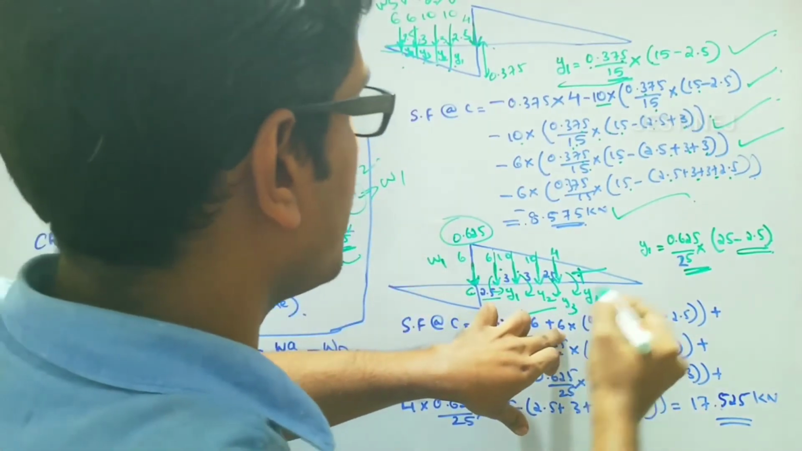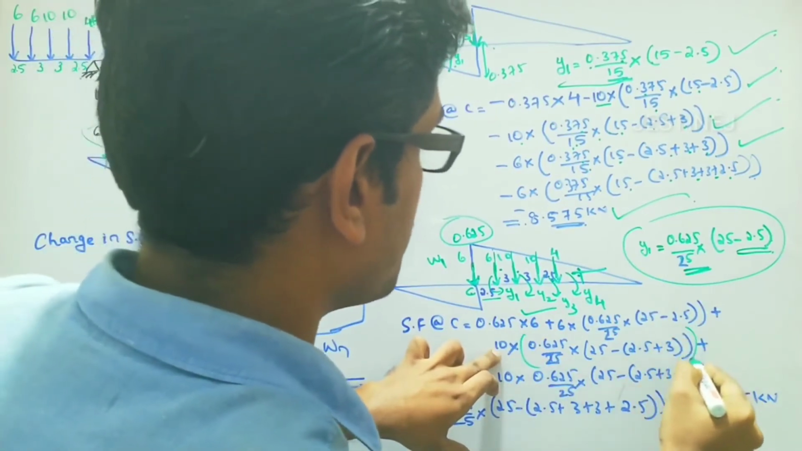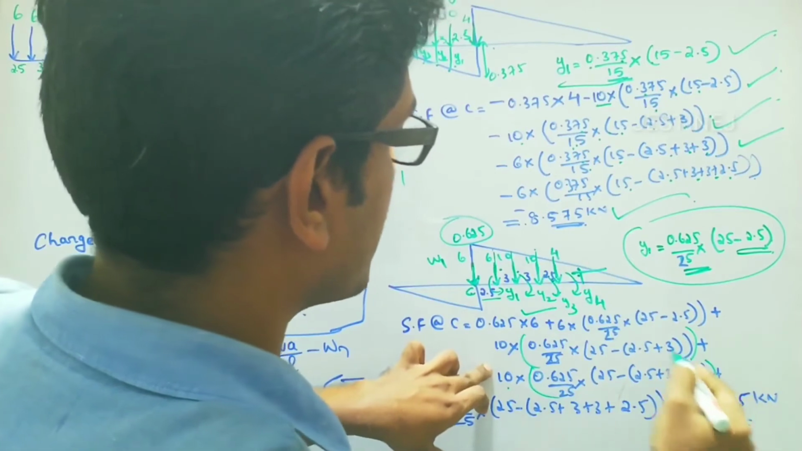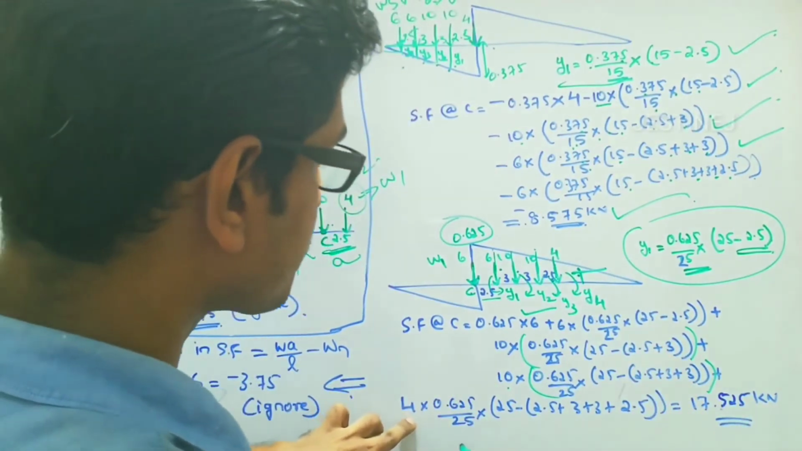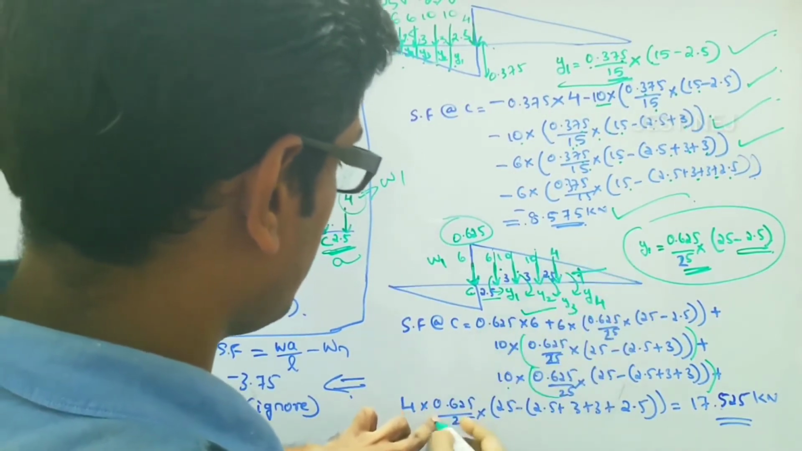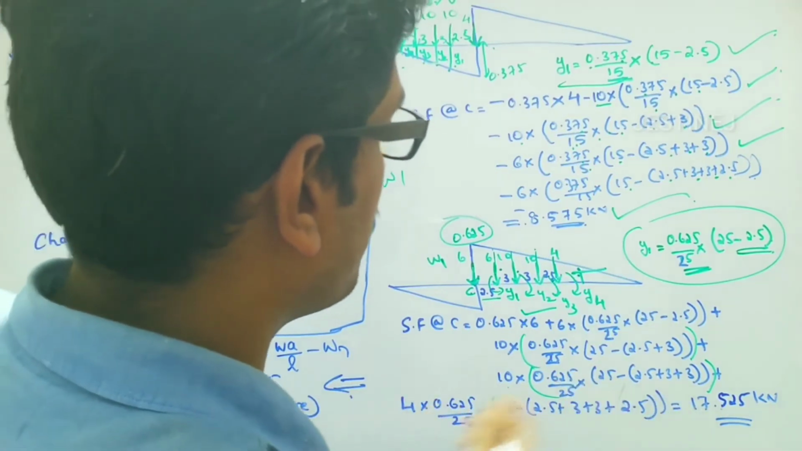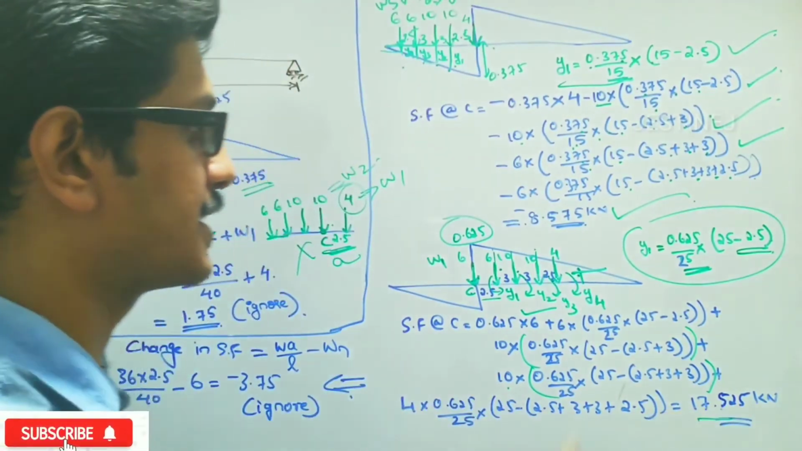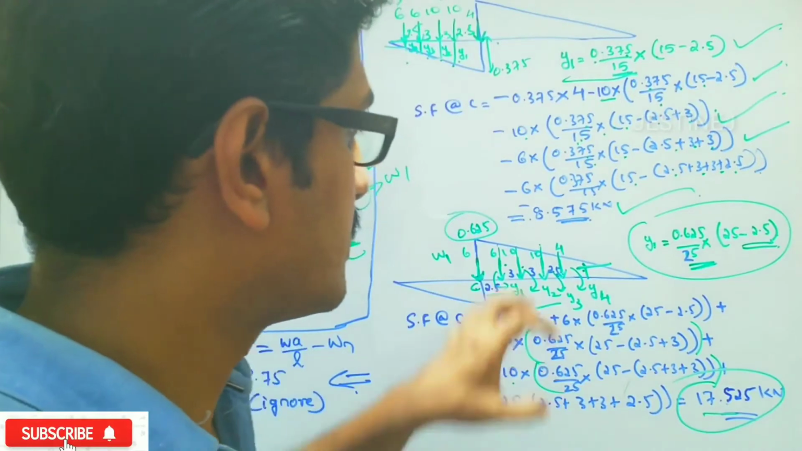So 6 multiplied by this y1 ordinate, then 10 multiplied by this y2 ordinate, then again 10 multiplied by y3 ordinate, then again the last load, that is the fourth load, is acting for 0.625 by 25. Again you will get the final 17.525 kilonewton. Whether the arrangement is right or not, that also you have to check out.